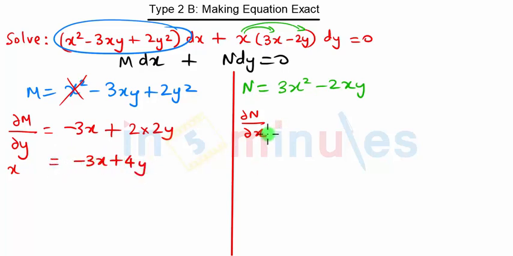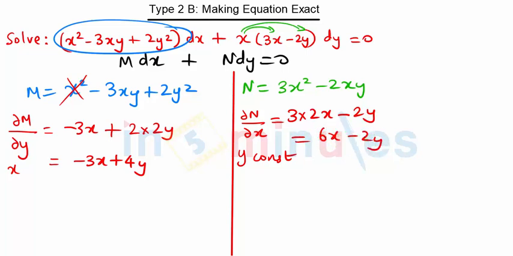Now we are going to calculate the partial derivative of N with respect to x. Here y will be constant, so this 3 is constant, and derivative of x square is 2 into x, and derivative of x is 1, and 2y is constant. So this is written as 6x minus 2y. As you can see, these two are not equal, so our given equation is not an exact differential equation.